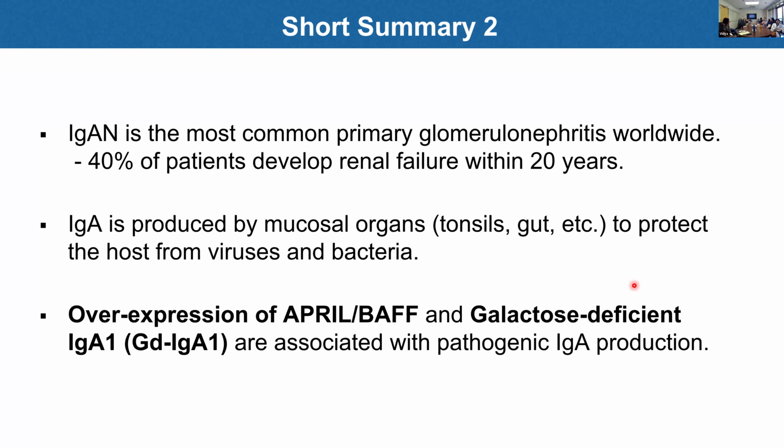I have a question. How do you get galactose-deficient IgA? What causes it? How do APRIL or BAFF lead to the generation of galactose-deficient IgA, which appears to be the key factor? You are inducing something and then producing something that is deficient, and it's not clear to me why APRIL or BAFF will induce only the deficient form. That's a very good question.